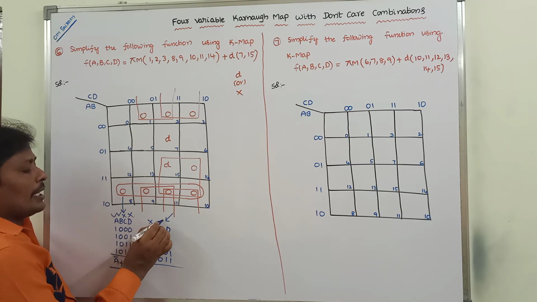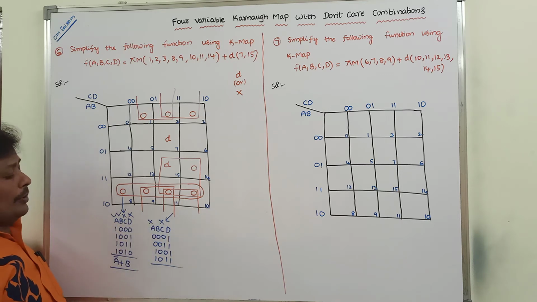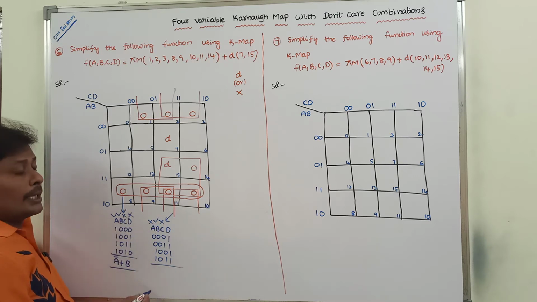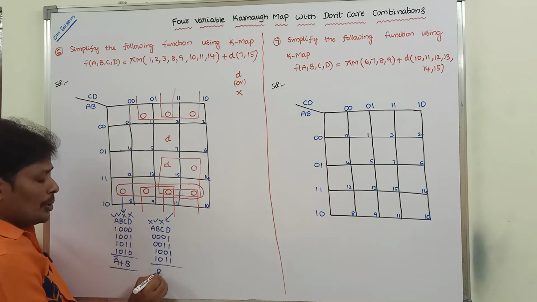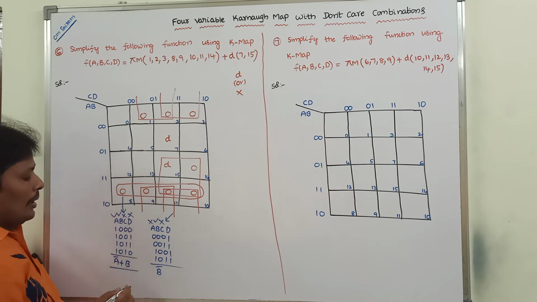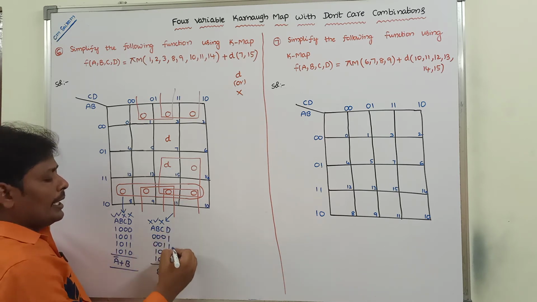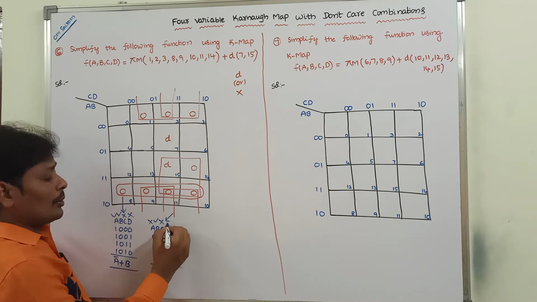The A column is ignored, the C column is ignored. Under the B column, only zeros are there, so we have to consider that column. In that column, B value 0 means we have to write B. Under the D column, only ones are there, so we have to consider that column.